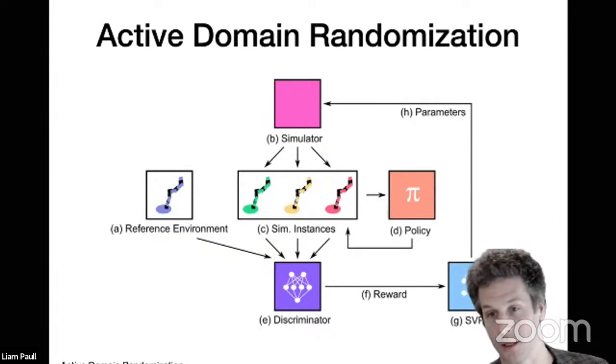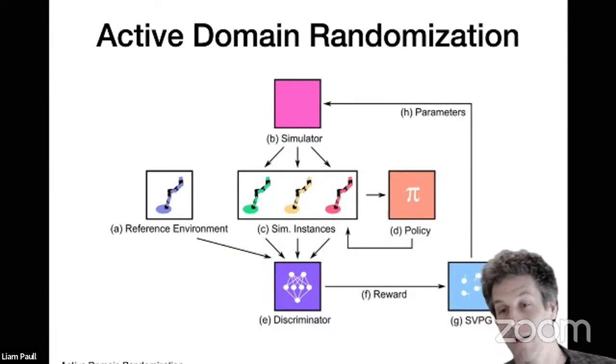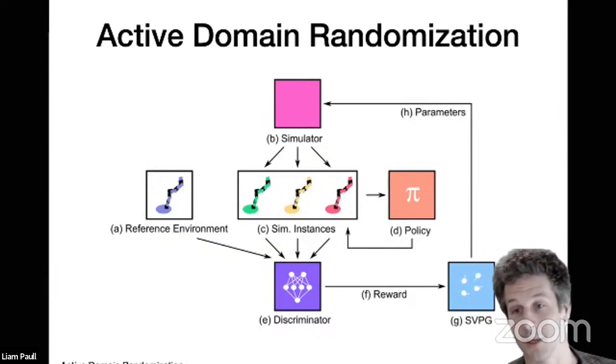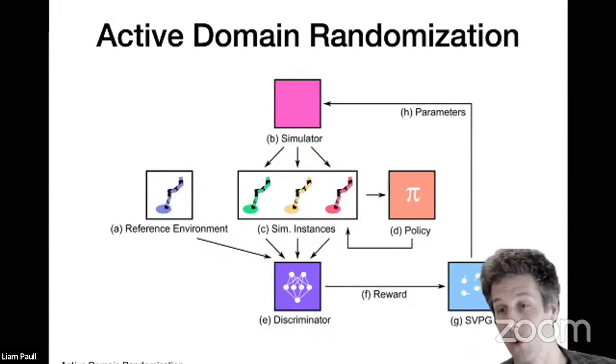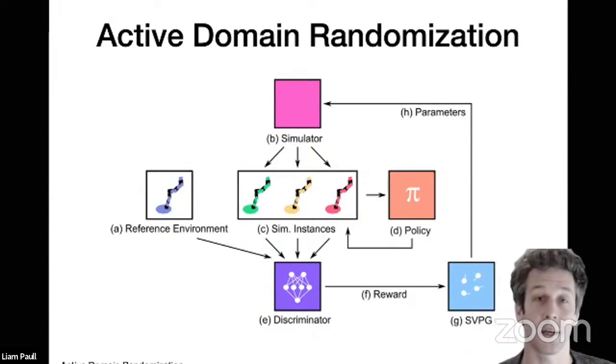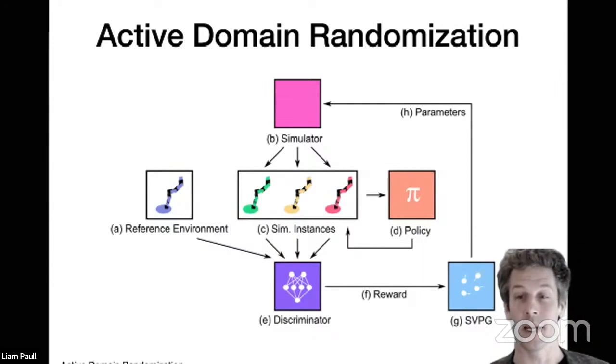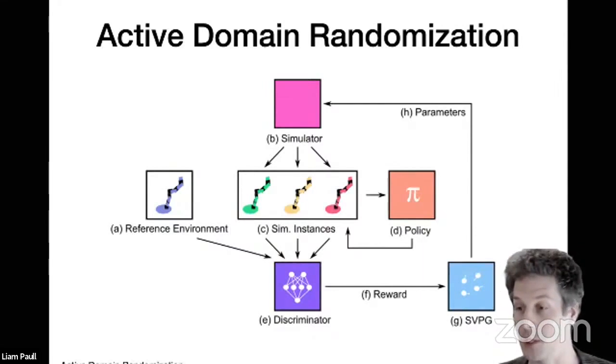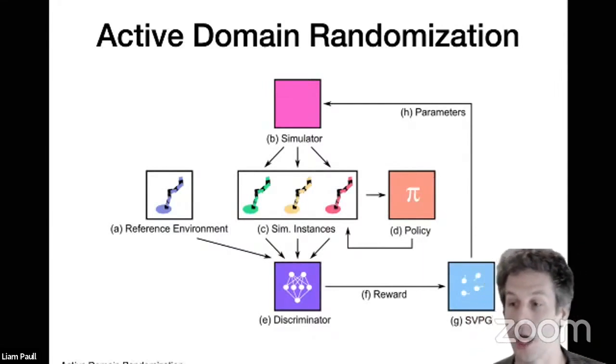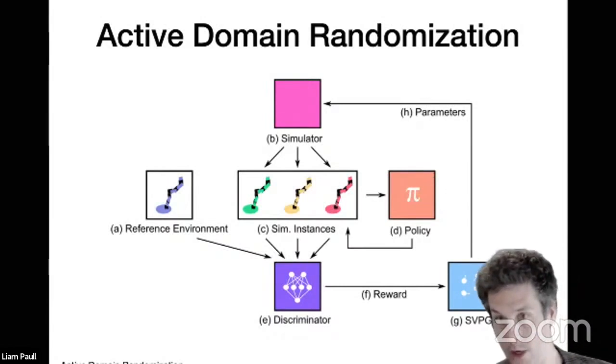Therefore we should allocate more learning bandwidth to that simulation instance. The way this is enforced is through this discriminator. If the discriminator cannot tell the difference between the reference environment rollout and the simulation instance rollout, then the reward is very low. But if it can tell the difference, then the reward is very high. This then informs the SVG particles, which try to navigate towards parts of the parameter space where they get the highest reward.